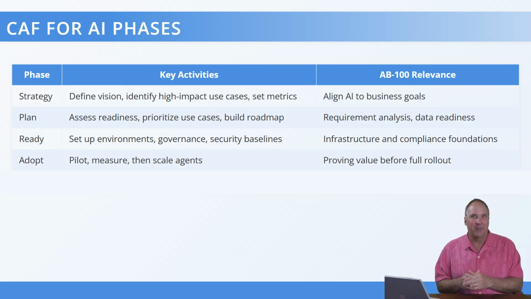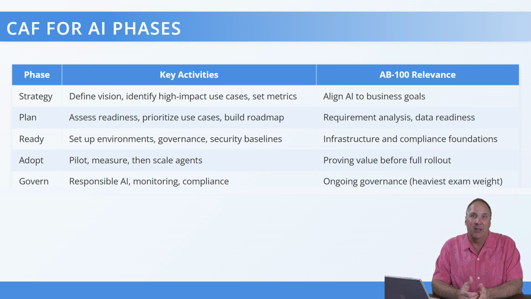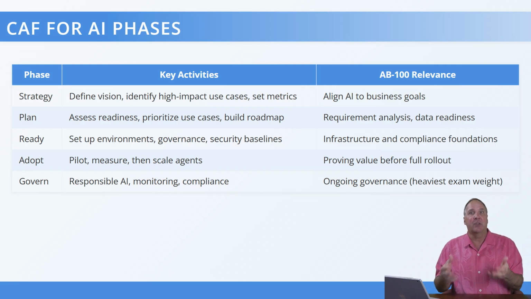4, adopt. This is the pilot and the scale phase. You start in Copilot Studio, run a pilot, prove the value, and then expand from there. And last, govern. Ongoing compliance, monitoring, and updates. This is where governance tools like Purview come up. You're staying compliant and you're managing risks continuously.